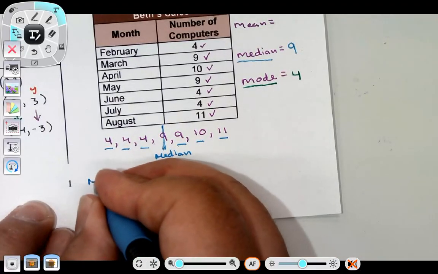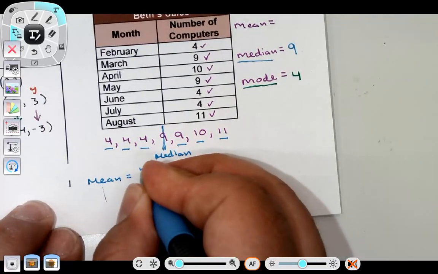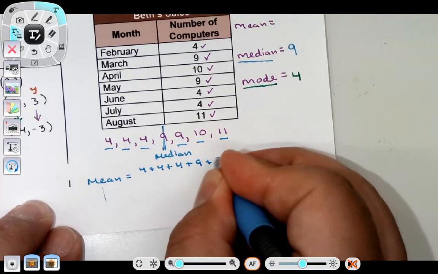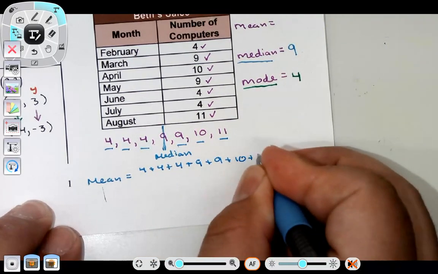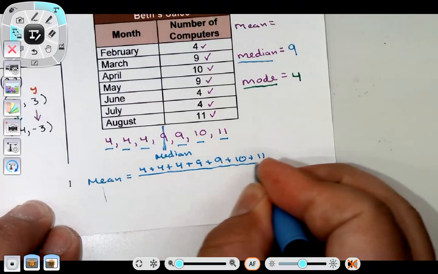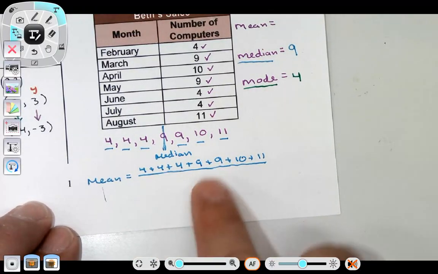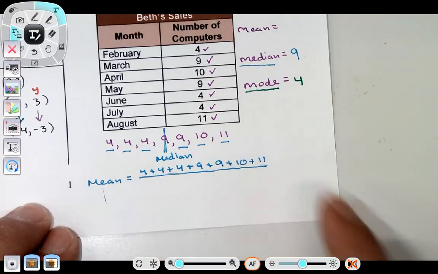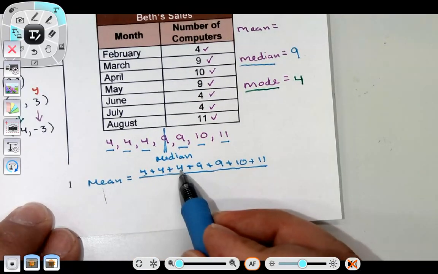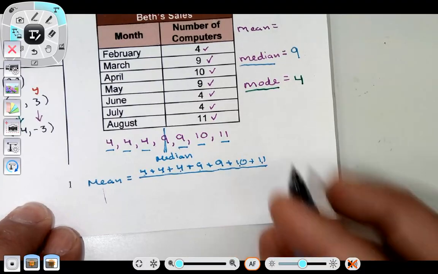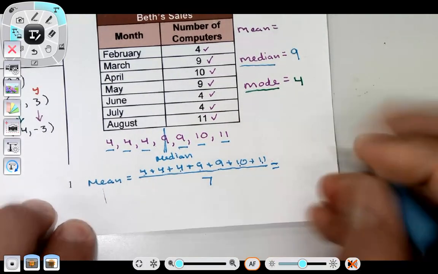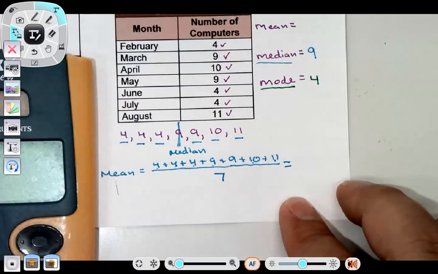So they said, add all these numbers. All right, so here's the mean. 4 plus 4 plus 4 plus 9 plus 9 plus 10 plus 11. This is where I need you to be very careful. I'm not going to put a 4 down here. I have way more than 4 numbers. There's 1, 2, 3, 4, 5, 6, 7 numbers up there. Then you should be dividing by 7. So we're going to let the calculator obviously do all the work for this one.